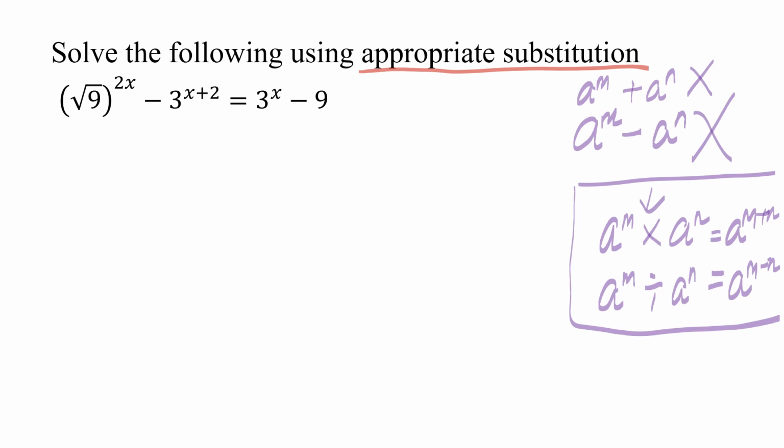So what we need to do here is we still have to express all as base 3. So square root 9. Now if you were to recall, I always advise you to work out whatever is inside the bracket. So square root 9 means 3 to the, square root 9 will give you 3.